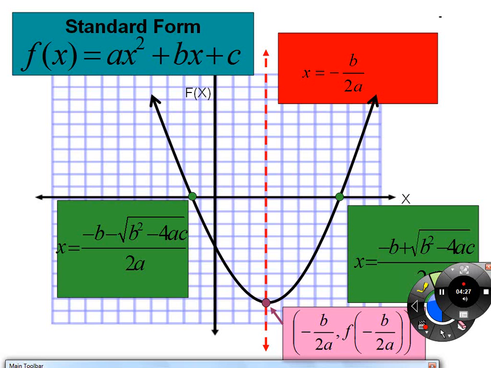So how many of you have seen the negative b over 2a formula before? And you knew that it helps you find something to do with the vertex or the axis of symmetry? How many of you have any idea why they came up with negative b over 2a as the formula for that? Helen?